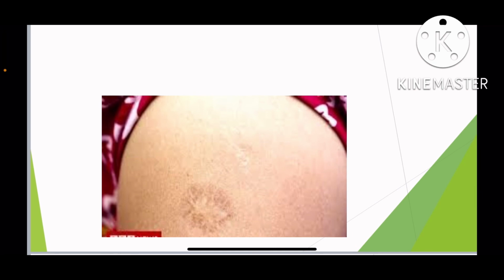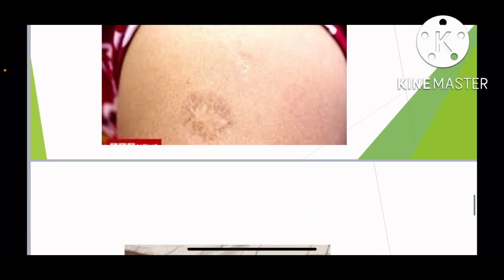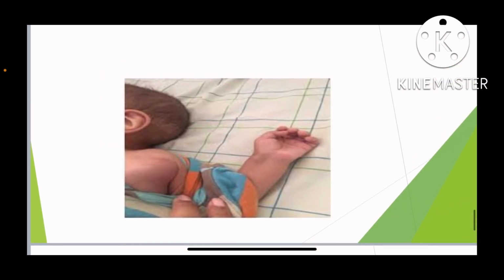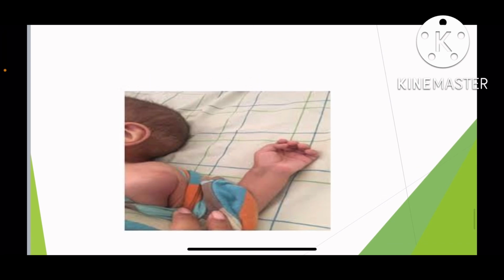This picture shows how the scar of the BCG vaccine looks. If you check your left shoulder, you will be able to see this kind of scar formed. And this is the lymph node swelling which I was telling you about as a side effect of the BCG vaccine. This kind of lymph node can get bigger in the axillary area.